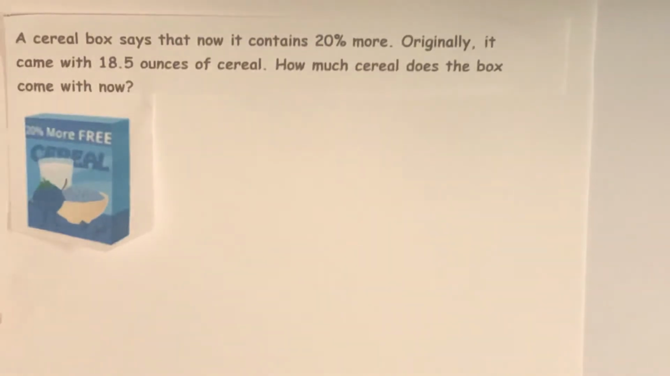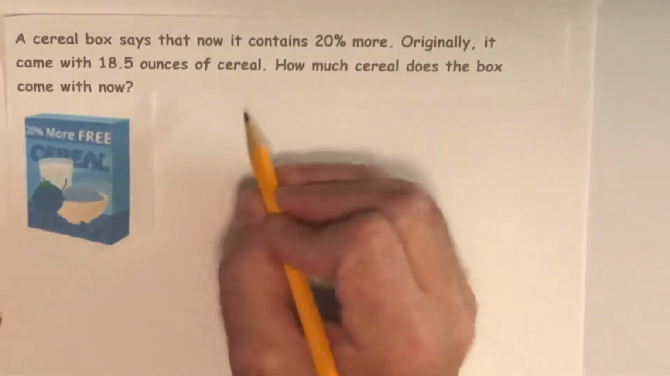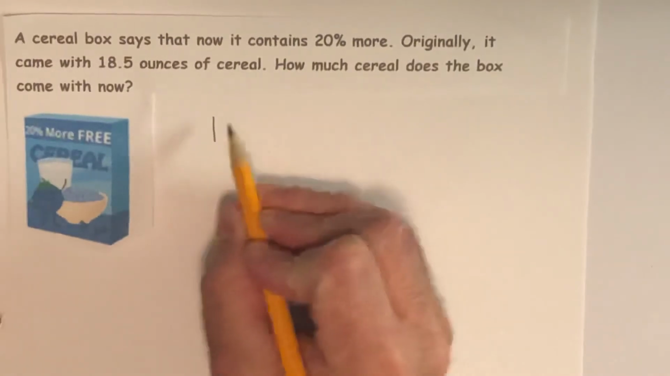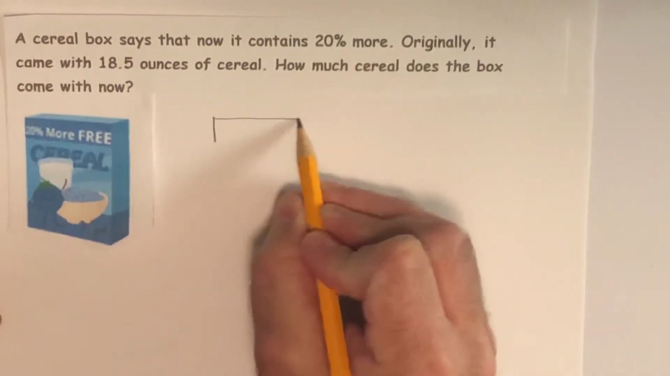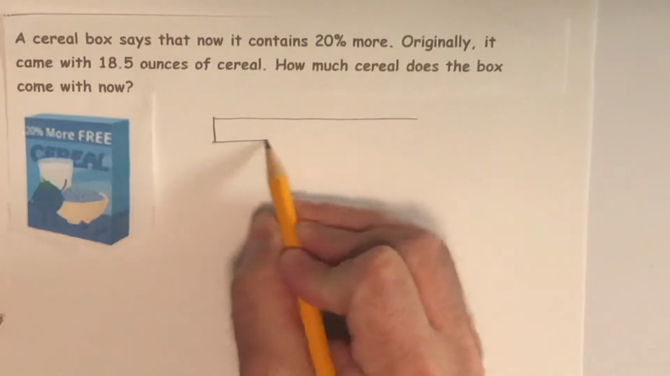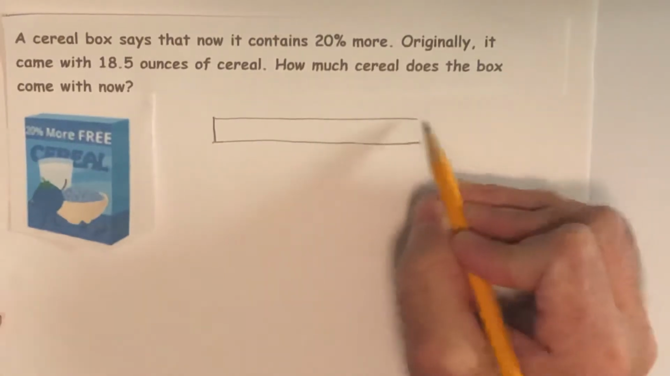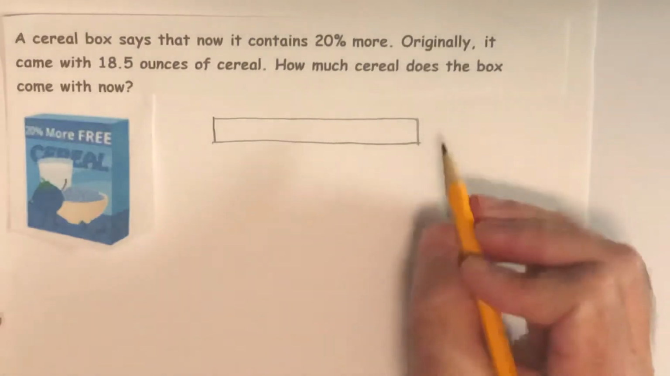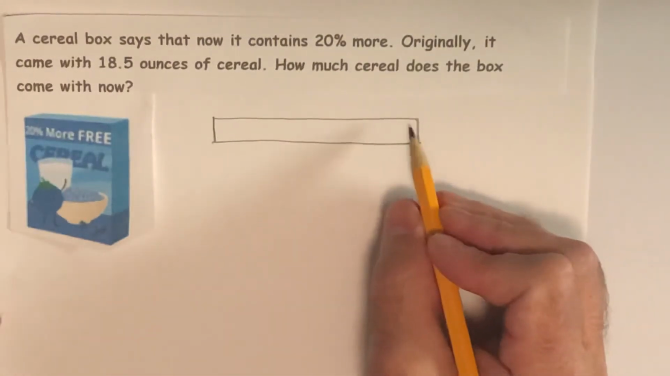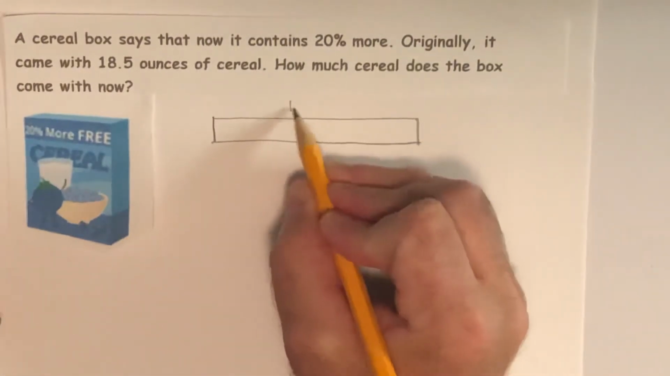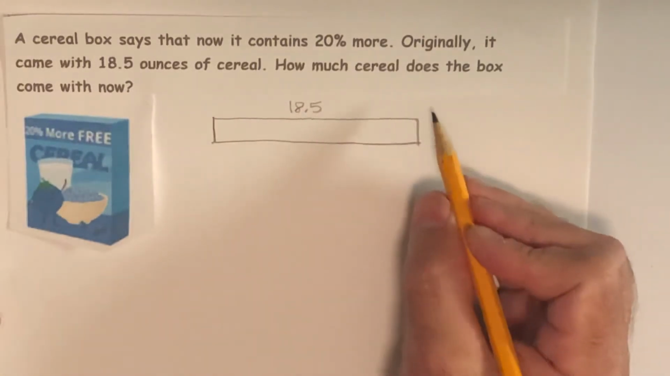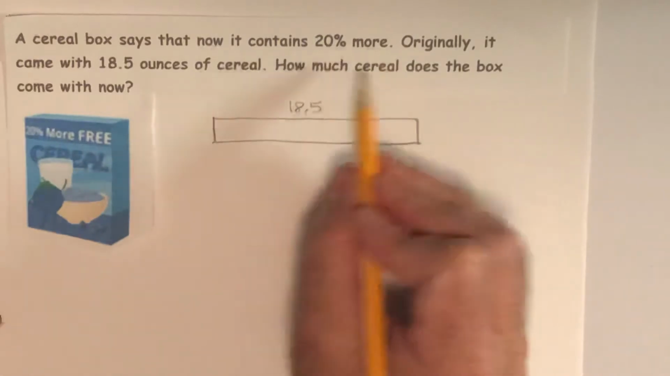So we're going to look at this in a number of different ways. First, I'm going to look at this with a tape diagram, which you guys became familiar with last year. And this is just going to be a model to represent this situation and the change that happens. So this tape diagram represents the 18.5. This represents the original amount of cereal in the box. And it increases by 20% more.